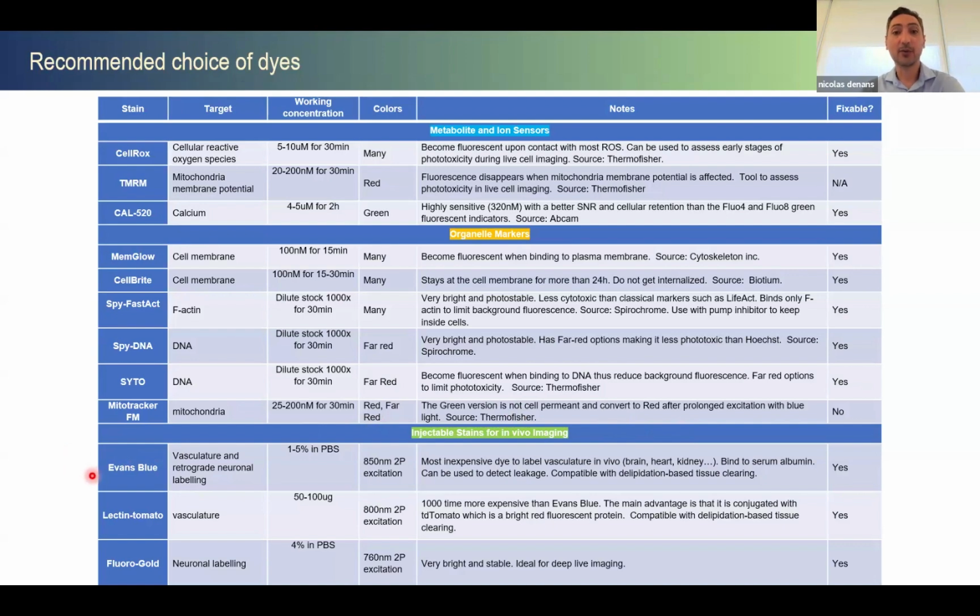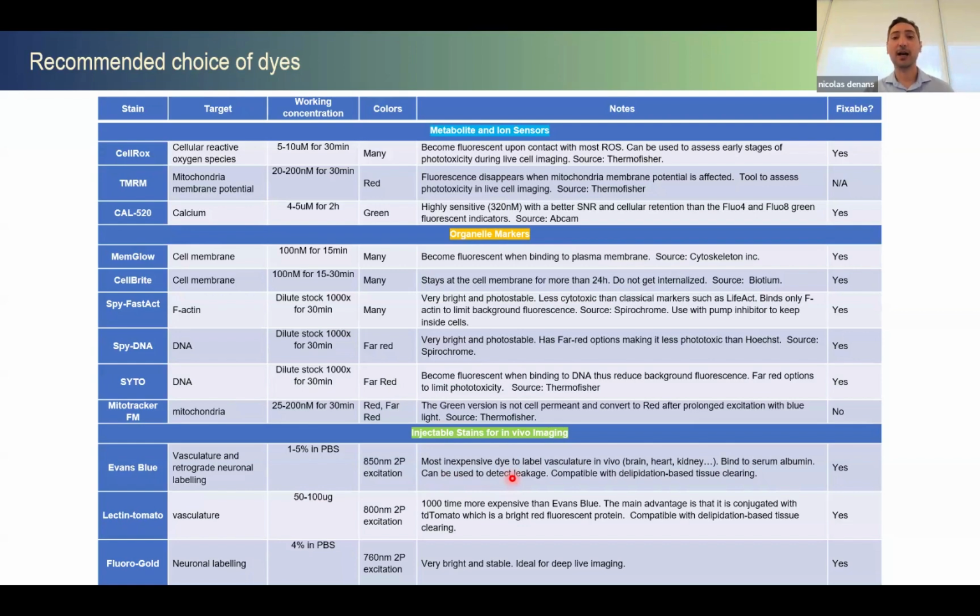If you want to label vasculature in an animal, so you want to inject a dye in the vasculature to label, let's say, brain vasculature, Evans Blue is a great dye. It's extremely cheap. It's probably the most inexpensive dye that you can find. It's really cents per ml. It's also a very bright dye, so you can label vasculature using Evans Blue.